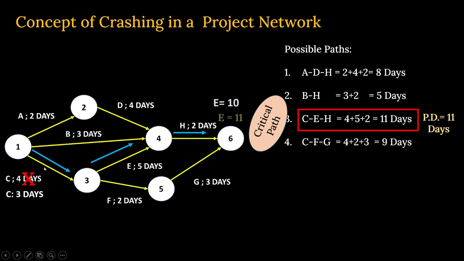because you have crashed one of the critical parts in the project network, and in this case, as an example, we have reduced 1 day on the activity C. You got my point? So this is the total concept of crashing of the project. But what is the aim of crashing?